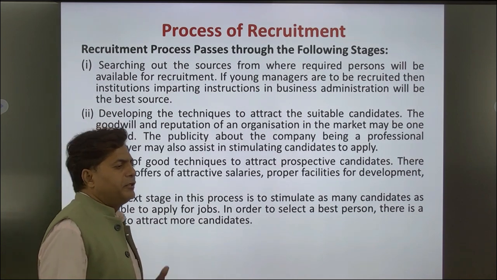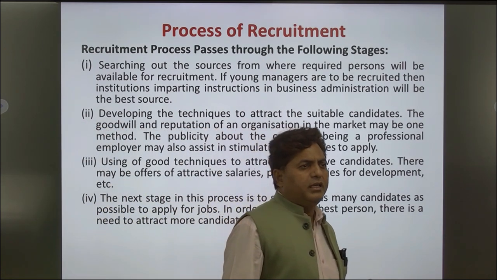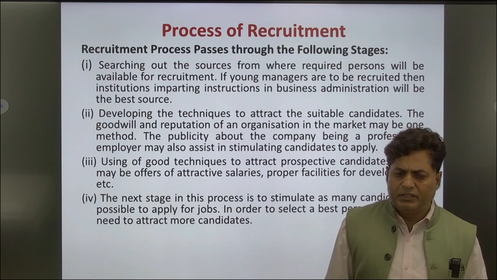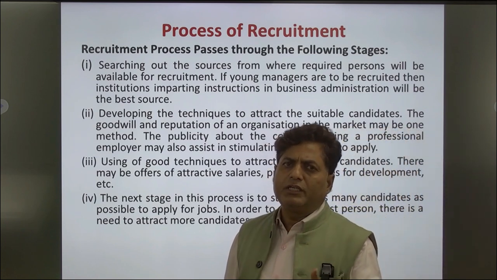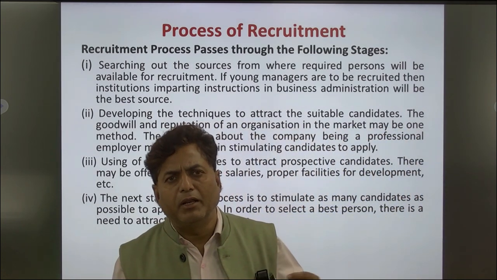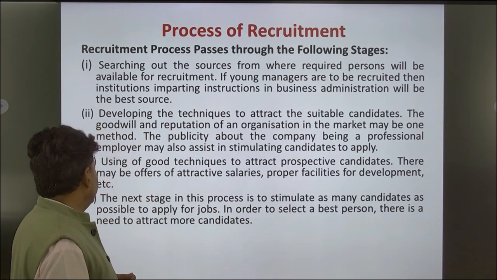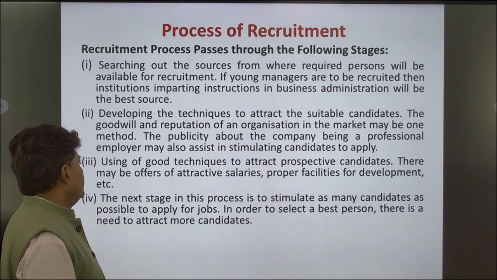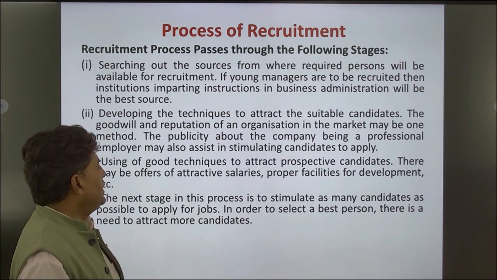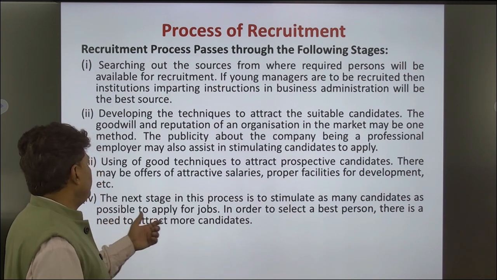They are getting better facilities for development. If the employee thinks that if he is associated with such an organization, then his development will be very good, so he will be attracted to the organization. The next stage in this process is to stimulate as many candidates as possible to apply for jobs.